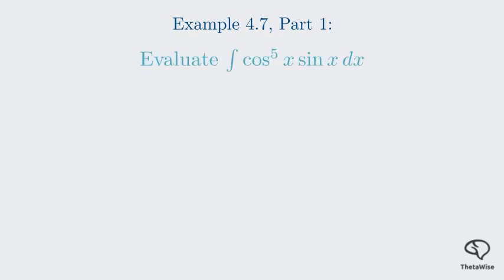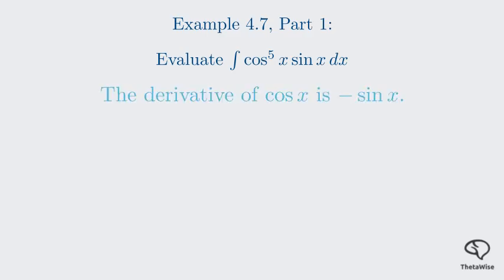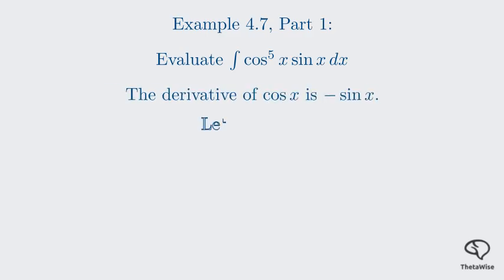Following our procedure, step 1 is to identify our substitution, u. Look for a function and its derivative. We can see both cos x and sin x. Since the derivative of cosine x is negative sin x, a constant multiple of sin x, we will choose our substitution to be u equals cos x. Now we find the derivative of u with respect to x. The derivative of cos x is negative sin x. Rearranging to solve for dx, we get dx equals du divided by negative sin x.